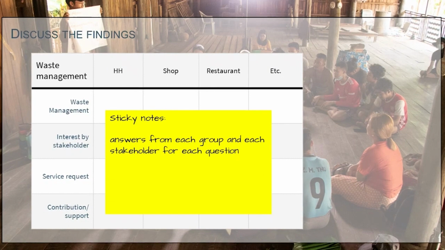This activity really can help to make your committee better understand the local waste situation. And on the other hand, it also helps the community to know that there is really something happening on this topic. So when there is enough time, it is really a good activity.